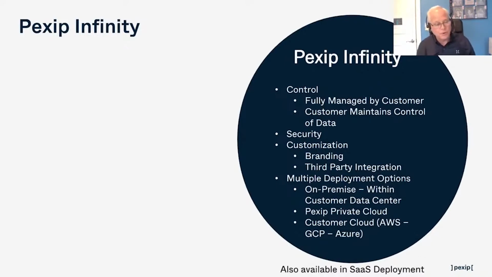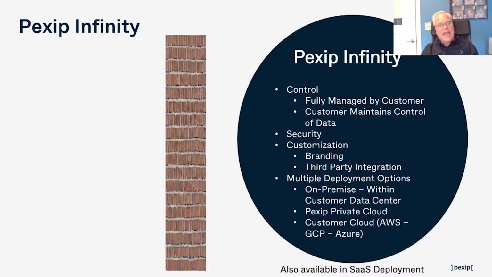We also can deploy this in our Pexip private cloud. What's unique about that is it is a single tenant. It is your own instance in the cloud. Okay, so that provides maximum security and accessibility as well. And you can also deploy it in your own private cloud. Okay, so that once again gives you multiple deployment options. Darren made me put down here at the bottom, it's also available in the SaaS deployment as well. So we've got a lot of flexibility.